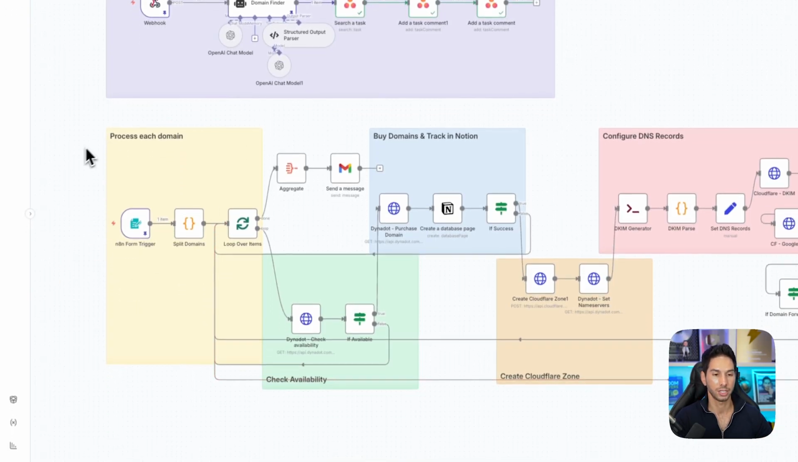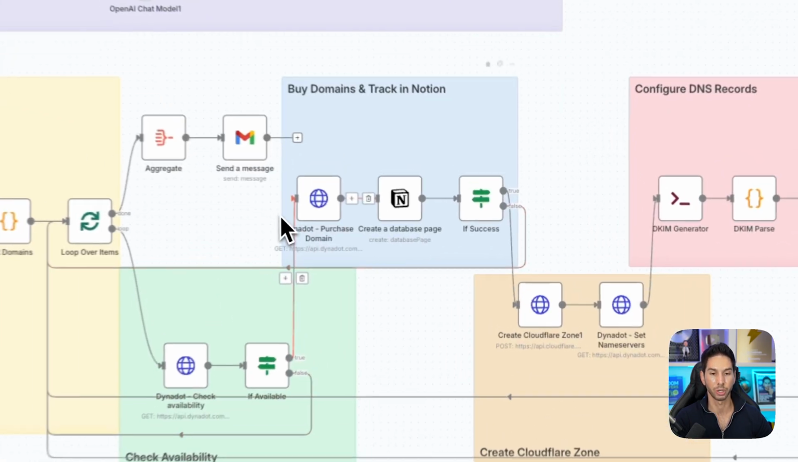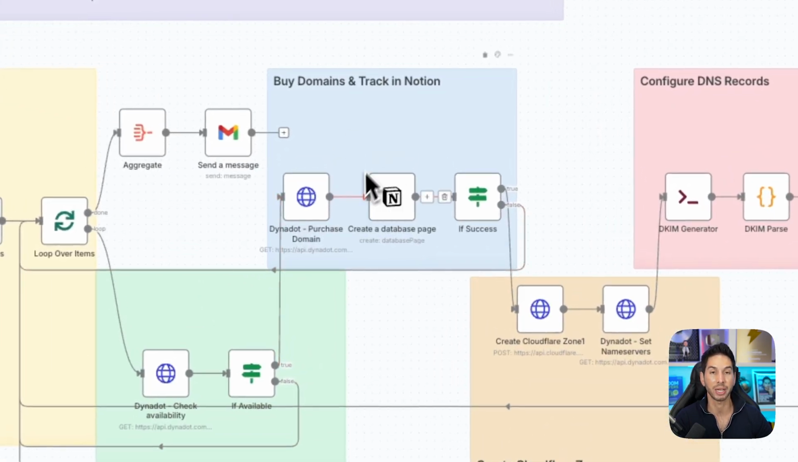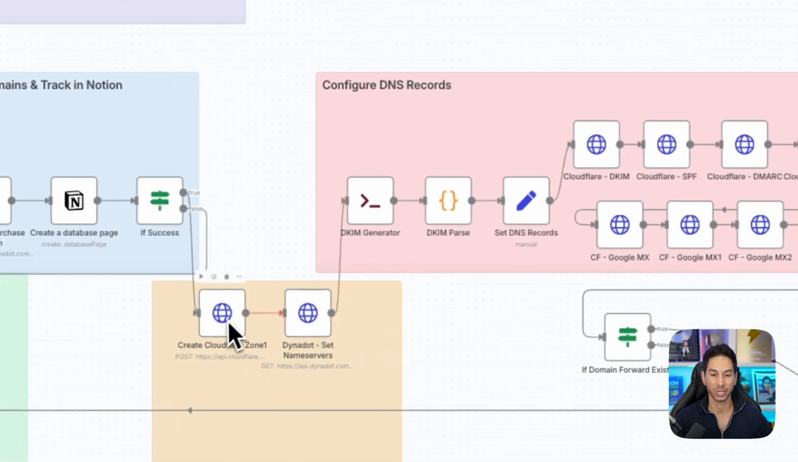This next process here is it's going to loop over each domain. It's gonna make sure it's available. It's going to purchase that domain. It's going to database it inside of Notion so I can actually keep track of all the domains that I own and when they're expiring. This was something I was unable to do before. Then it's gonna get it ready to transfer to Cloudflare.